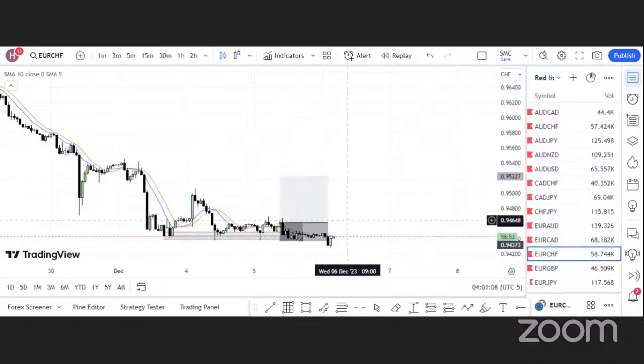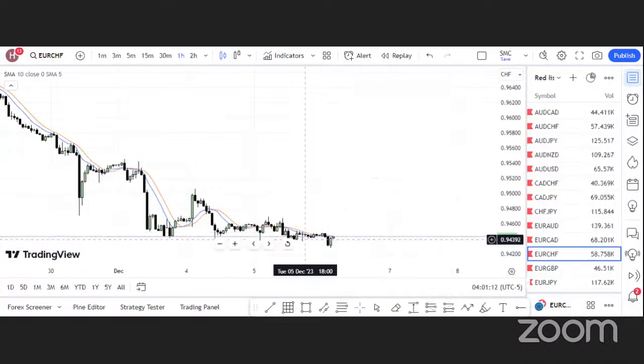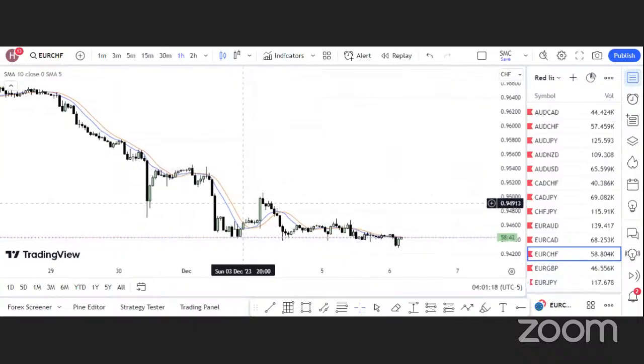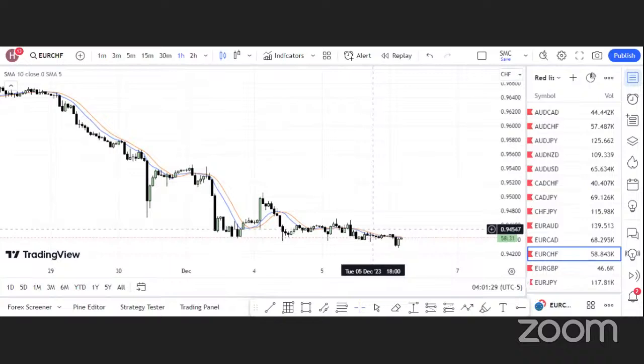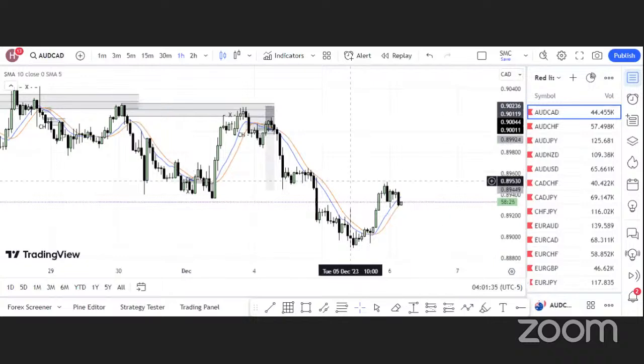So let me just delete this. Okay, it's a trade we took in the premium group. We lost that one. So guys, in our premium group, we don't hide anything. We took this trade yesterday and we lost this one. I think we took about three. The other ones came, we made profit from the other ones, but we lost this one. It is what it is.